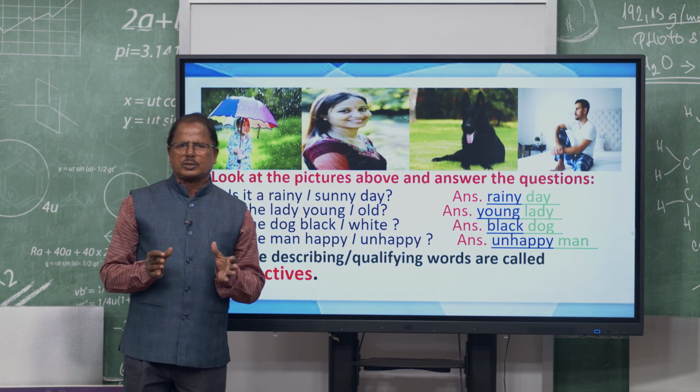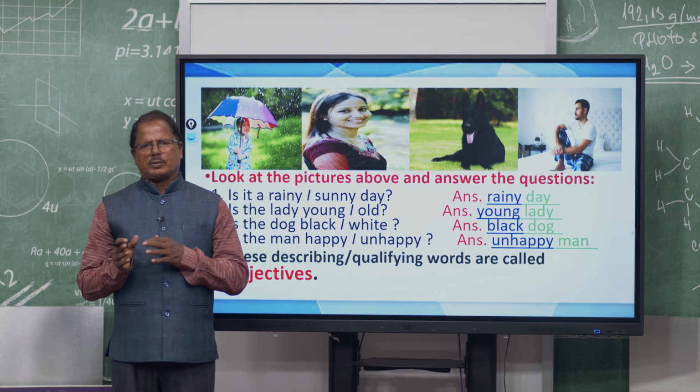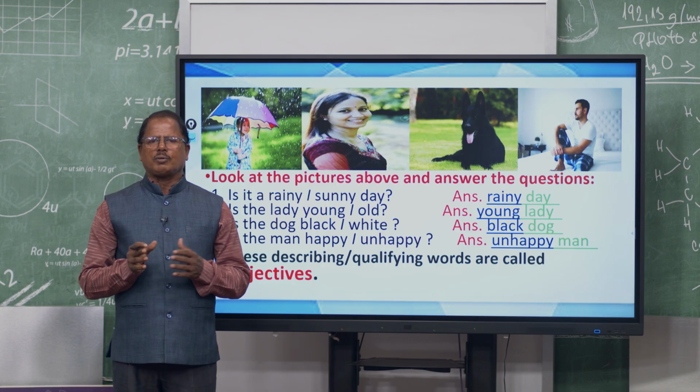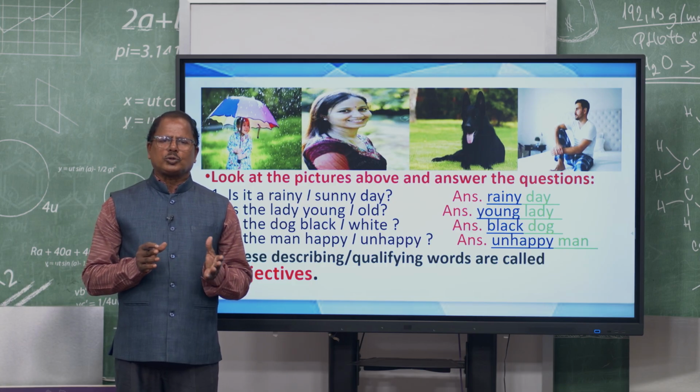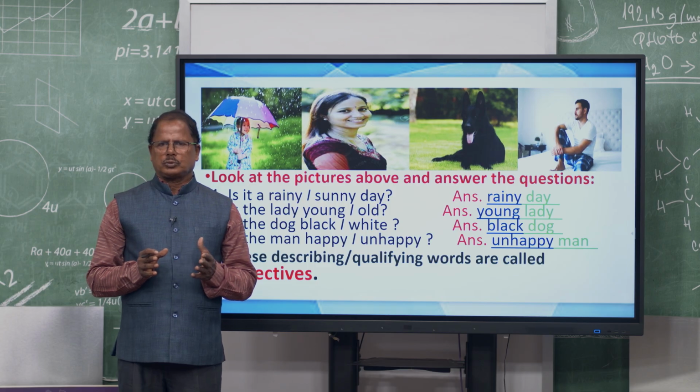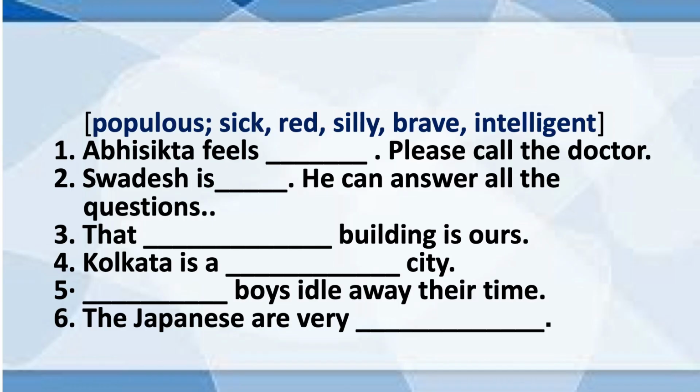My dear children, what did we discuss? What are nouns, how to identify the nouns, and what is an adjective, and how can we use adjectives to describe the nouns. Let us do this exercise and fill in the blanks using the words populous, chic, red, silly, brave, intelligent, like this. Abhishek feels dash, please call the doctor. Swadesh is dash, he can answer all the questions. The dash building is ours. Kolkata is a dash city. Dash boys idle away their time. The Japanese are very dash, right.